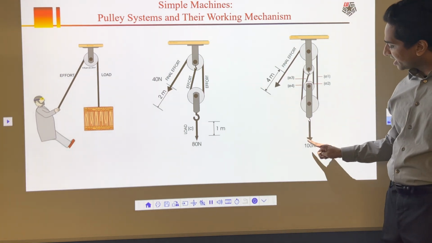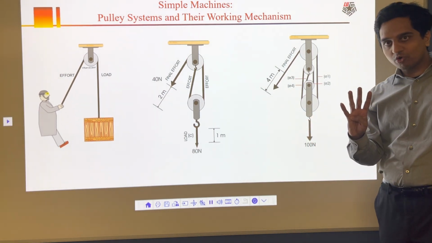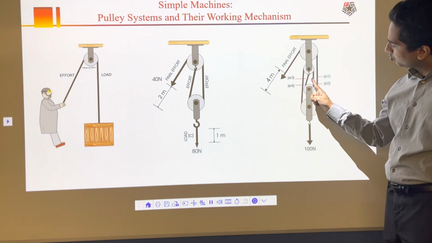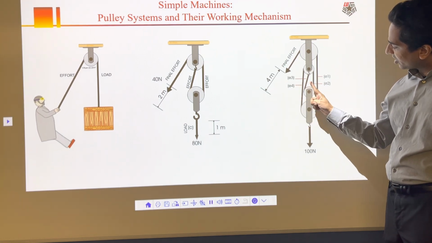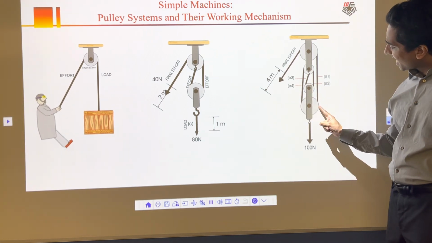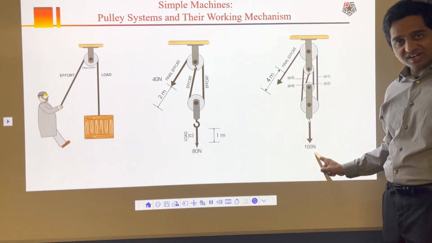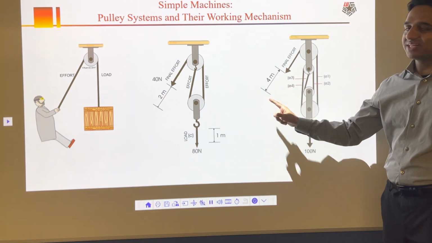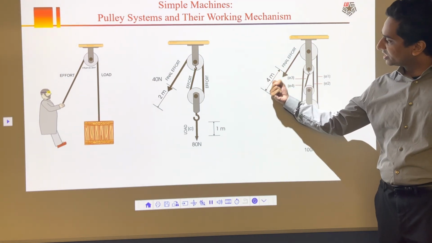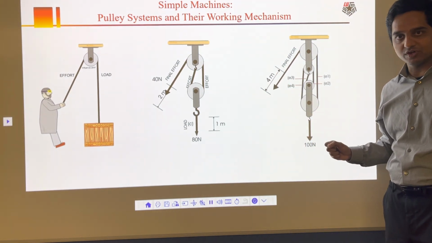So what happens? My 100 Newton weight is divided into 4 parts here. 1 rope, 2, 3, 4. 25, 25, 25, 25. And that 25 will go like this here. It means for this 100 Newton, I have to pull only with 25 Newton force. I put 25 and then I can lift whatever 100 Newton load.